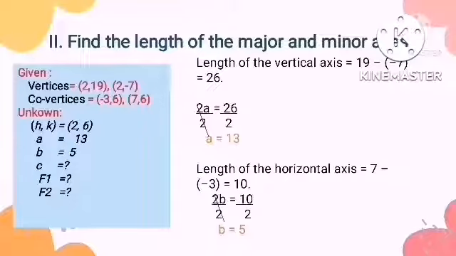And to find the length of the horizontal axis, we will subtract the x-coordinates of the co-vertices. So 7 minus negative 3 is equivalent to 10. And then 2b is equivalent to 10. Using the division property of equality, we divide both sides by 2, and 2 divided by 2 is cancelled out, and b is brought down, and 10 divided by 2 is equivalent to 5. So our b now is equivalent to 5. So our a is equivalent to 13 and b is equivalent to 5.